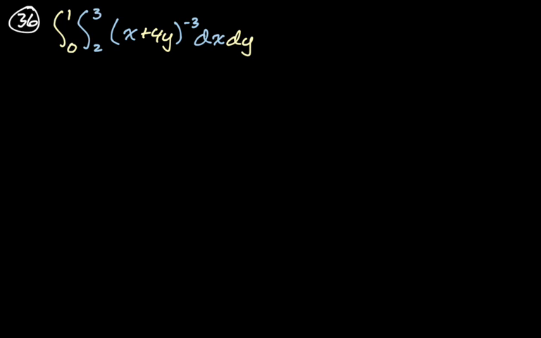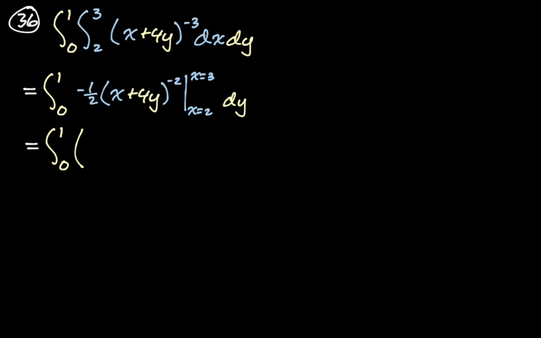We're going from 0 to 1, 2 to 3, quantity x plus 4y to the -3rd, dx, dy. So first, we're going to integrate with respect to x. So x is the variable. There's no chain rule nonsense going on, so we're just going to have plus 1 times the reciprocal. So -1/2 x plus 4y to the -2nd. And then x goes from 2 to 3. And then there's still a dy.